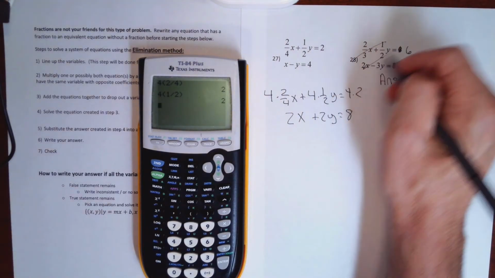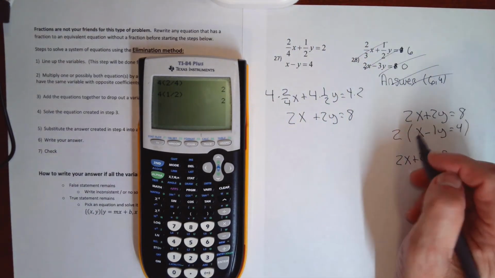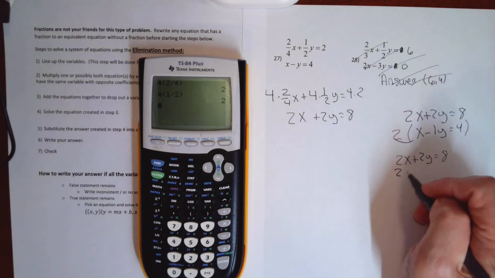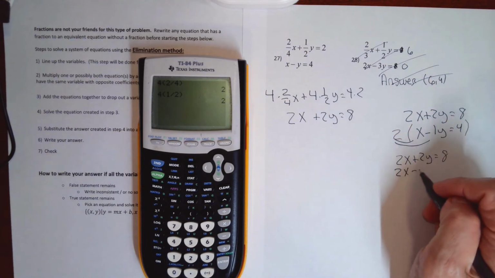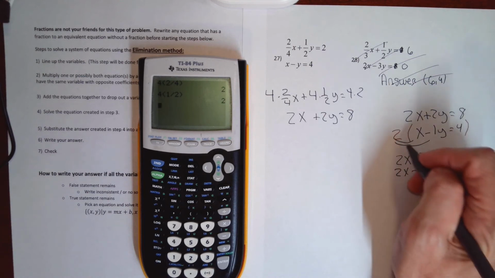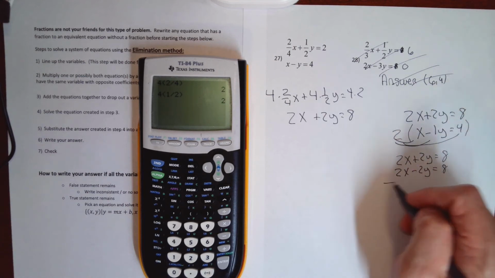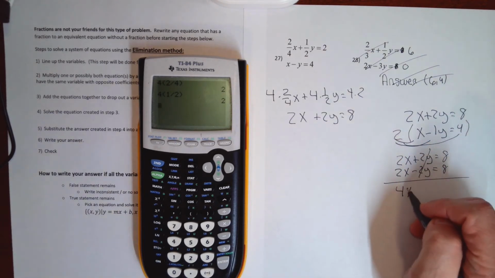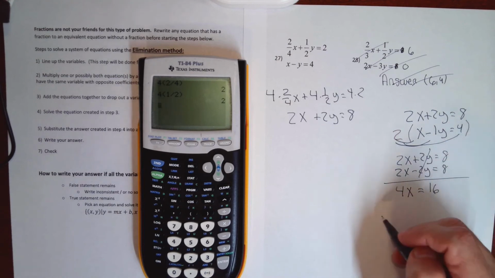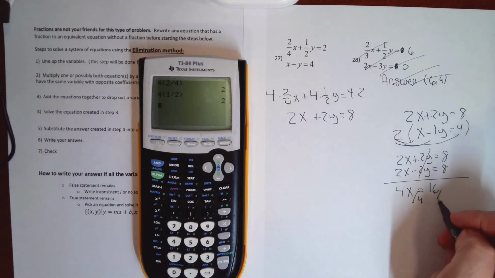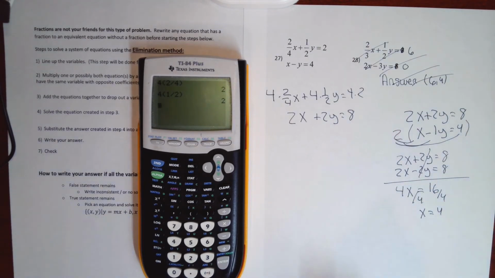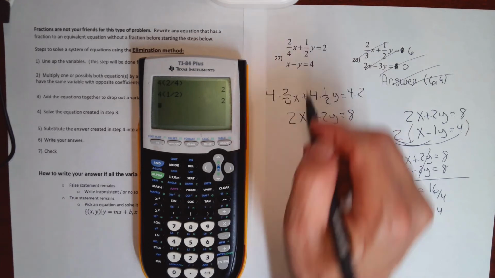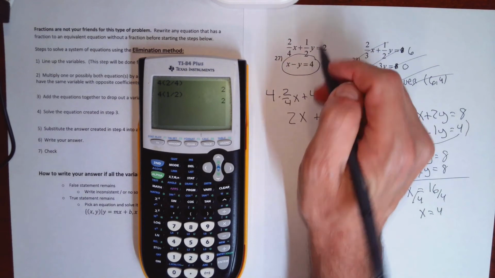So we are doing 27. And the bottom equation, I'll go 2 times x is 2x, 2 times minus 1y is minus 2y, and 2 times 4 is 8. When I add these together, the y's cancel. I get 4x equals 16. Divide by 4. That's going to give me x equals 4. I need to solve for y. I don't like using negatives, but boy, this equation is appealing. So I'm going to use this to solve for y.